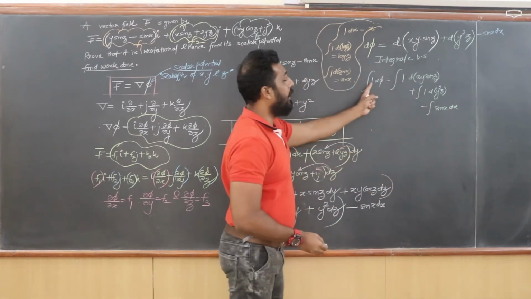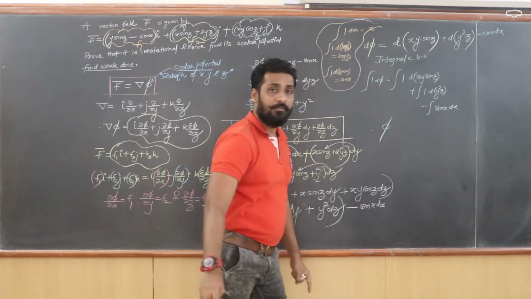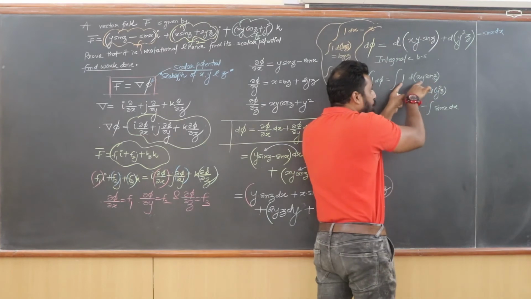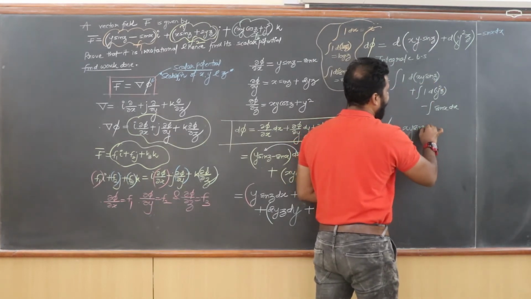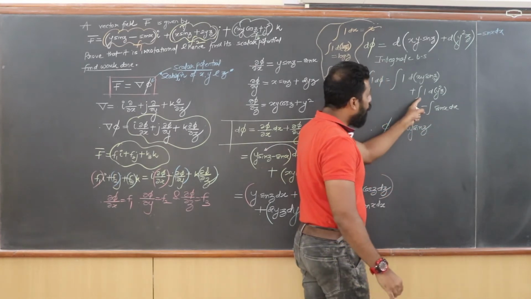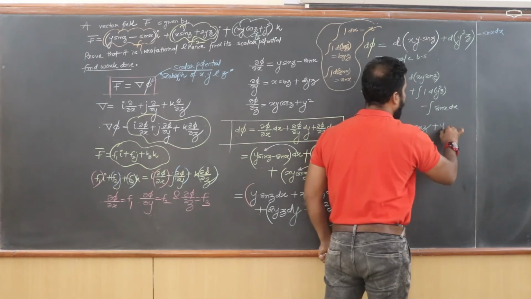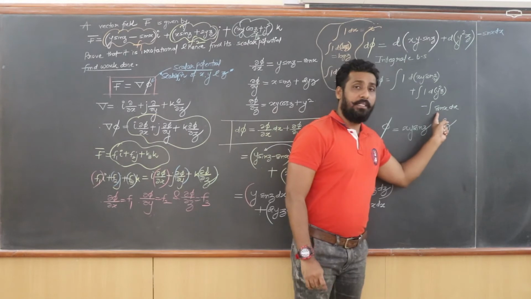So obviously integration of 1 with respect to d phi gives me phi, which is equal to the integration of 1 with respect to this big variable. So the answer is going to come xy sin z. Integration of 1 with respect to this variable y square z, you are going to get y square z. And obviously it's a single variable integration.